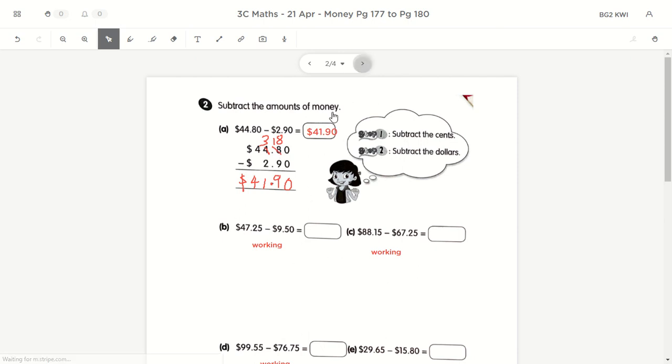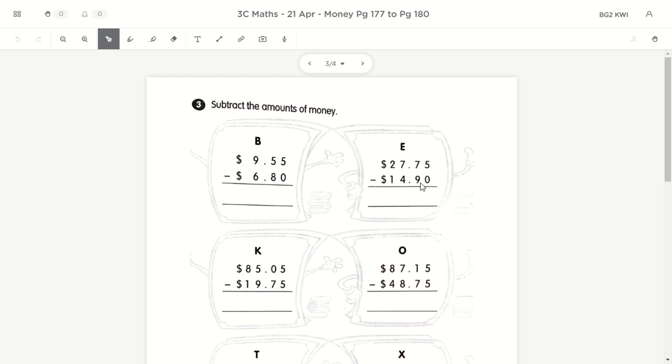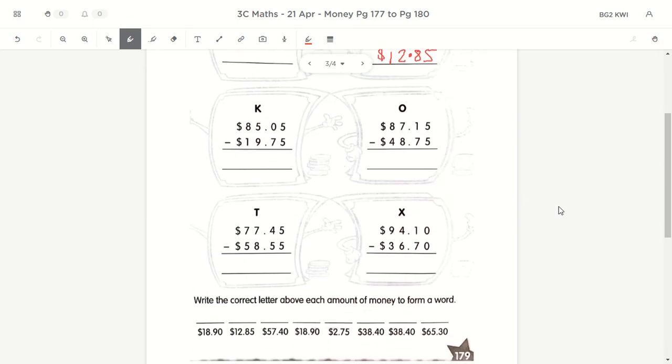The rest is quite straightforward. I just want to do one more. Let's try E because E looks a bit more difficult. So 5 minus 0 is 5. 7 cannot minus 9. Regroup, this becomes 6. This becomes 17. 17 minus 9 is 8. Make sure you bring down the decimal point. 6 minus 4 gives you 2. 2 minus 1 gives you 1. And that's how you get $12.85, which is your E over here. Let's put a nicer E, like that.